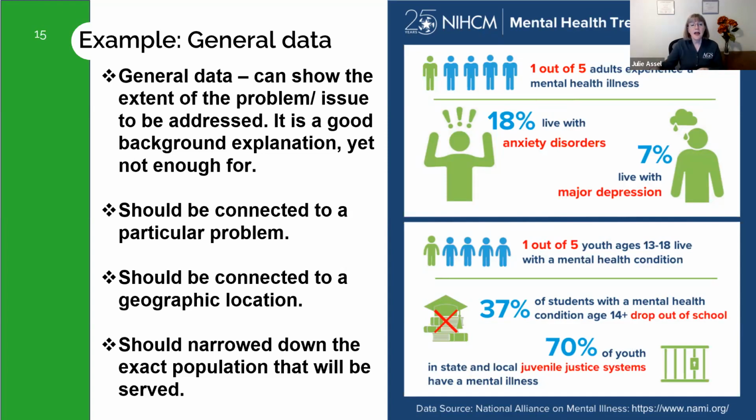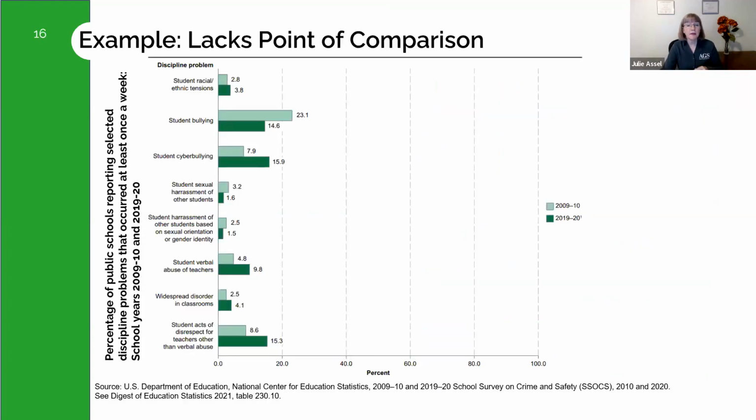Next slide. So now we have an example that tells the story of a public school's reporting of a variety of discipline problems that occurred at least once a week. Here it shows that some of the discipline problems have improved over time. For example, student bullying and student sexual harassment are reported at smaller rates in the later years, or that dark green bar. However, there are other problems that have worsened over time based on reports. For example, you have issues such as cyberbullying, which has gotten much worse, or even student verbal abuse of teachers, which looks to have worsened over time as well.